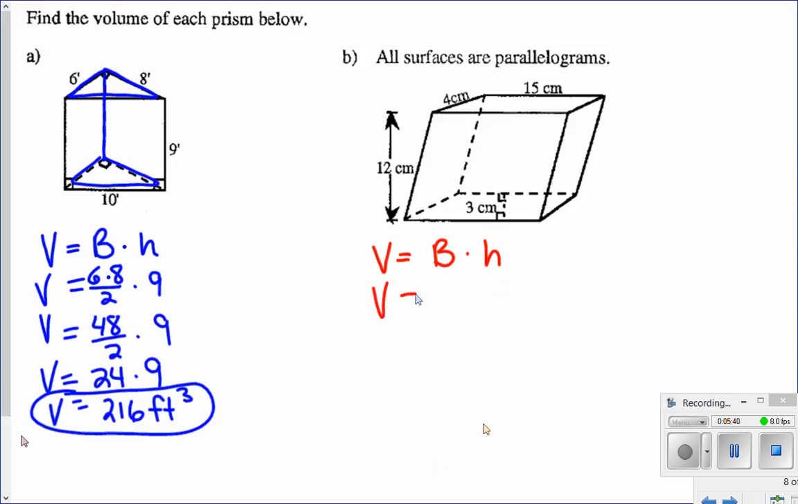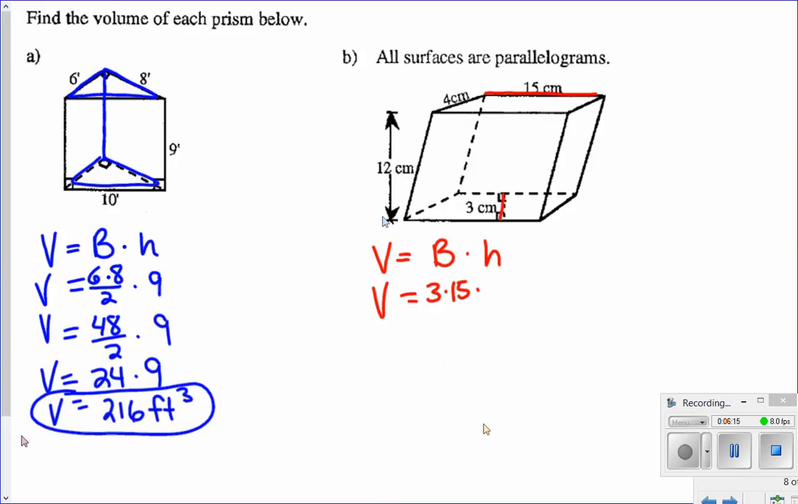So area of the base, area of the parallelogram, top and bottom. I see this 3 segment here is marked perpendicular, so I know that's the height of the parallelogram. So that's part of it. And then I want the base length for that parallelogram. Well, it's not marked on the bottom parallelogram, but it is marked on the top parallelogram. So I'm going to substitute 15 in for the base of the parallelogram times 3, which is the height of the parallelogram. Now we want the height of the prism.